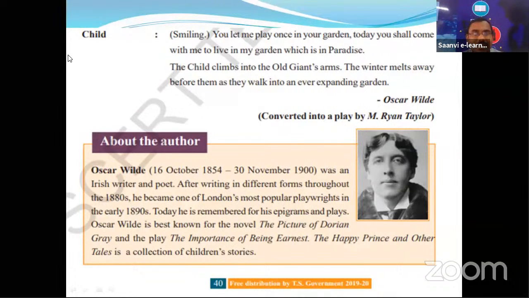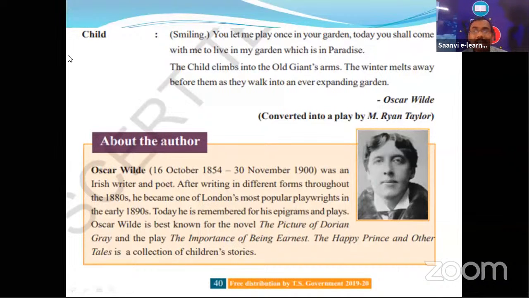So that's why the child is smiling and says, "You let me play once in your garden. Today you shall come with me. Today I am here to take you to live in my garden, which is in paradise." The child climbs into the old giant's arms. The winter melts away. Before them, as they walk, is an ever-expanding garden.